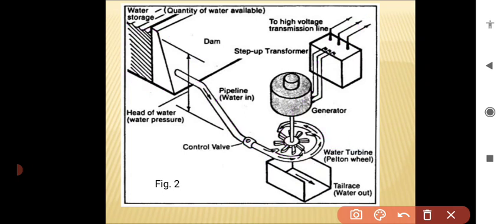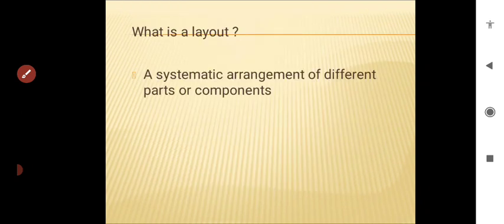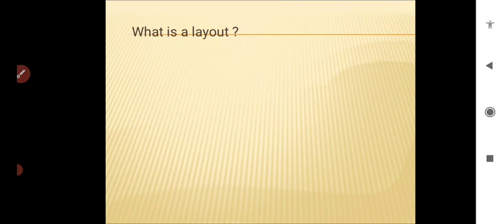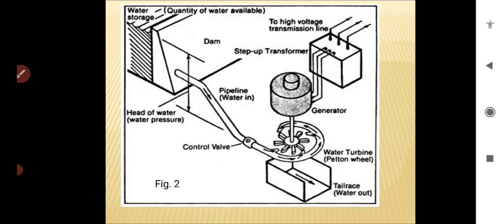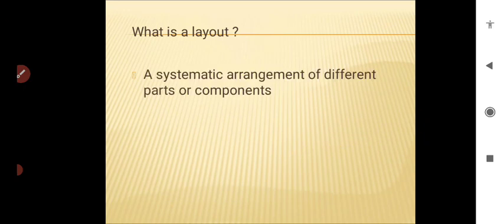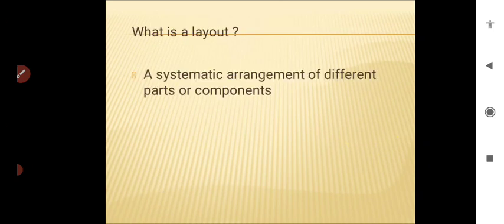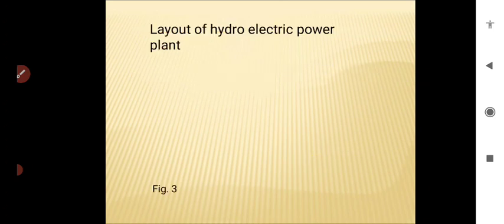Okay, what is a layout? I think you observe here the layout and schematic diagram of the hydraulic power plant. And what is the layout? A systematic arrangement of different parts or components. Systematic arrangement of different parts or components is known as layout.